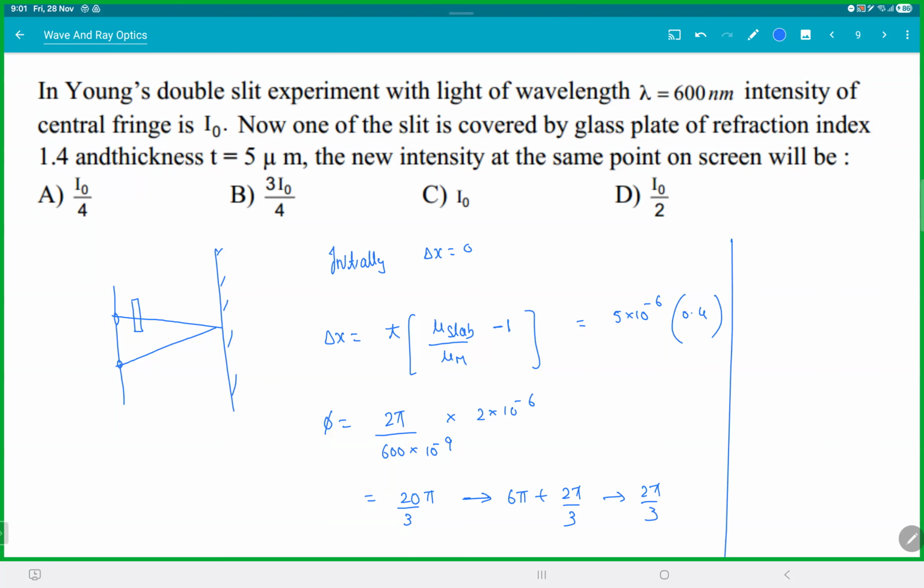So now the new intensity I_R will be I naught, that used to be the initial intensity, 4 cos square phi by 2. That will be I naught, cos square 60, that will be I naught by 4. Clear with this? Clear how they're playing around? So end of the day, it is always about the phase. Once you got delta x, you'll get everything after that. Clear? So if you just remember the formula, you will get confused about which formula to use, so keep it simple.